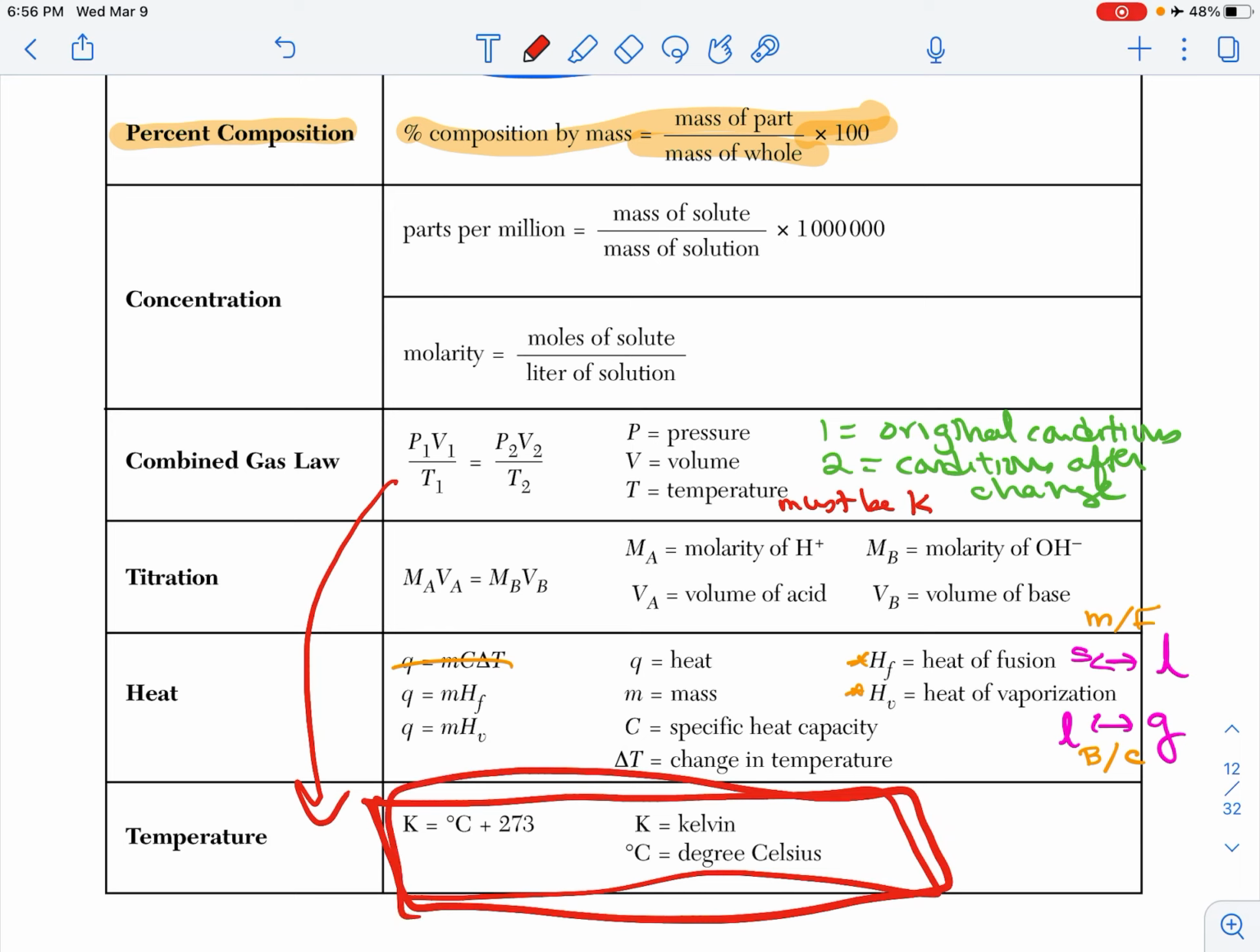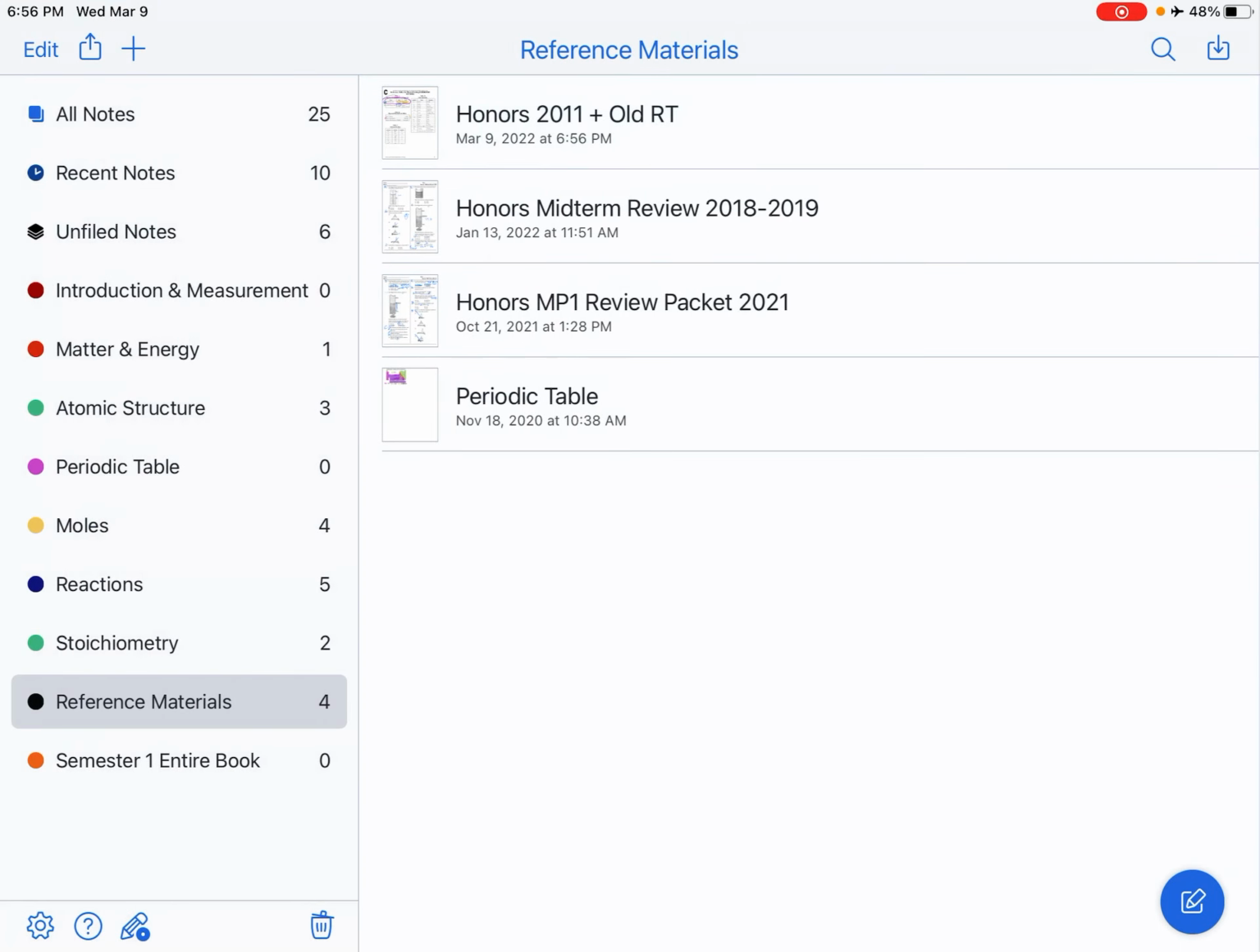So if anything is constant, you just cover it up. So for example, if the question says a constant temperature, you would just get rid of this and there's your formula. If the question said a constant pressure, you would get rid of this and there's your formula. So you can come back to combined gas law.